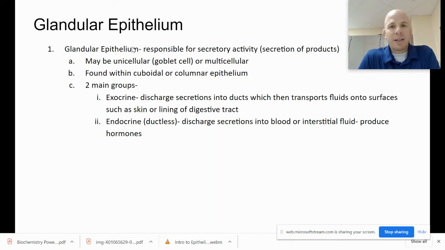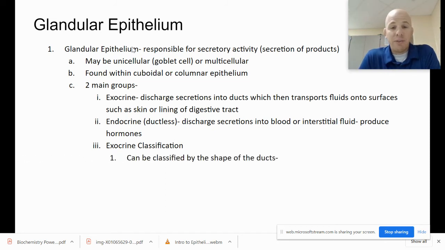Endocrine are ductless. They do not have a duct. So whatever they produce goes straight to a tissue or to its destination, or to the blood or interstitial fluid. So that's exocrine versus endocrine. And then I can take exocrine and divide it down even more.